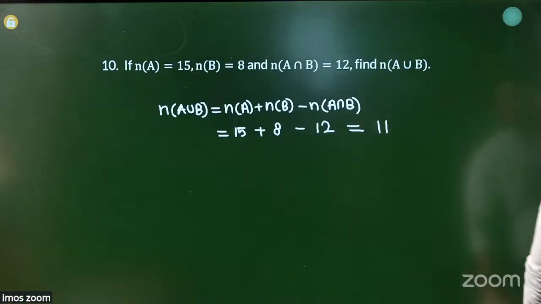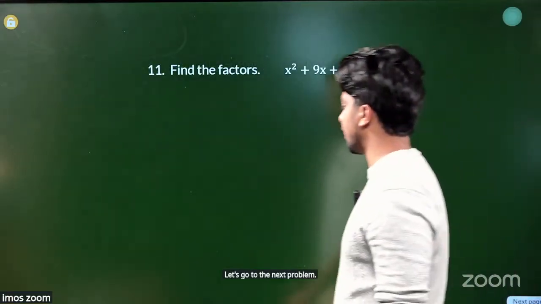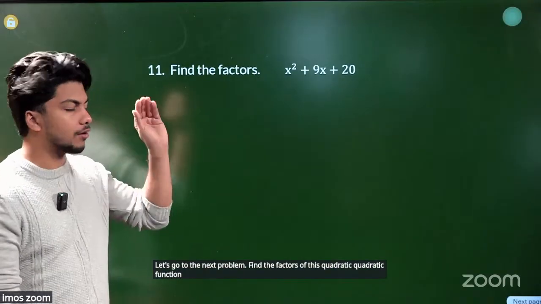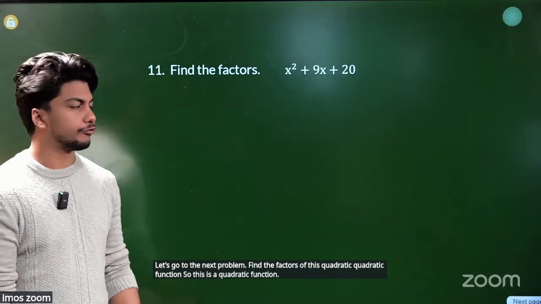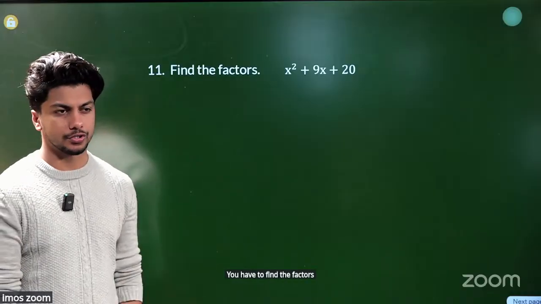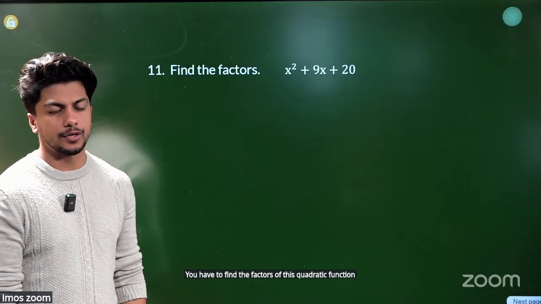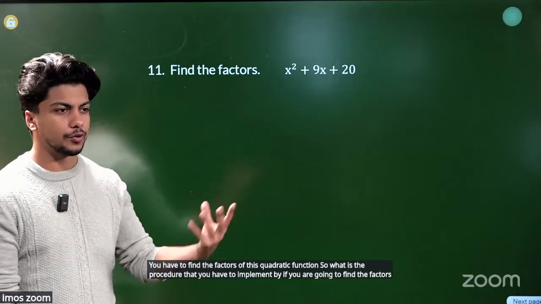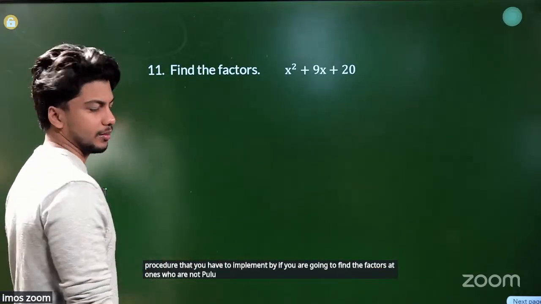Let's go to the next problem. Find the factors of this quadratic function. So this is a quadratic function. You have to find the factors of this quadratic function. So what is the procedure that you have to implement if you are going to find the factors? But the traditional method, what is the traditional method?